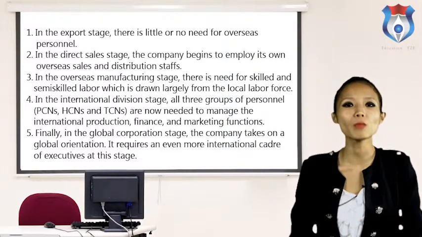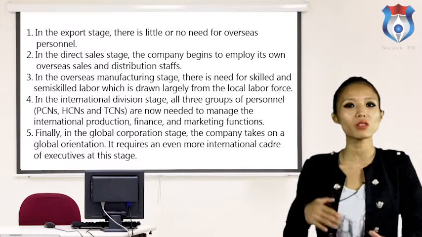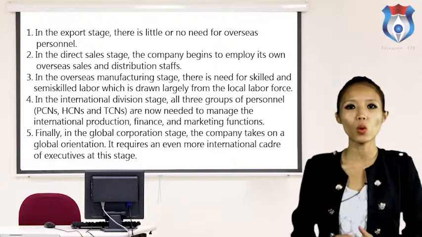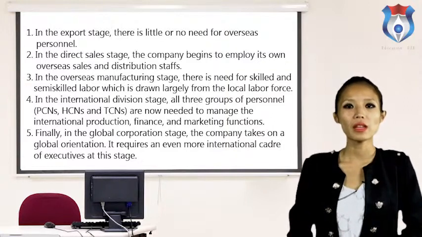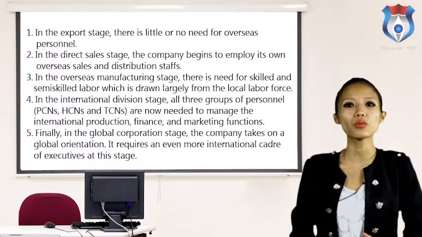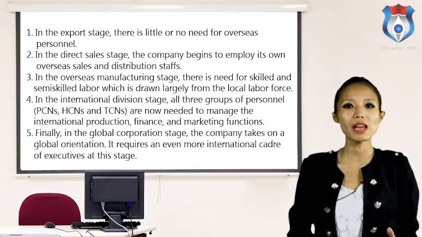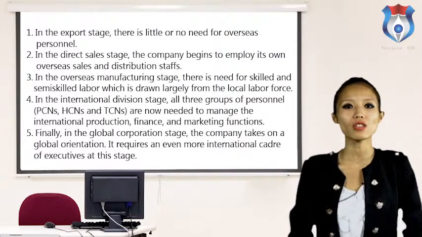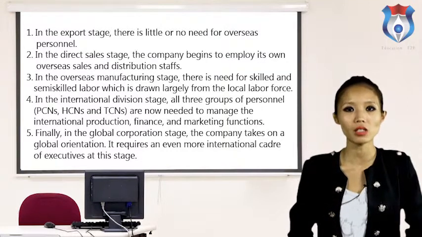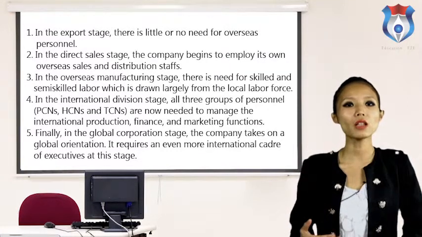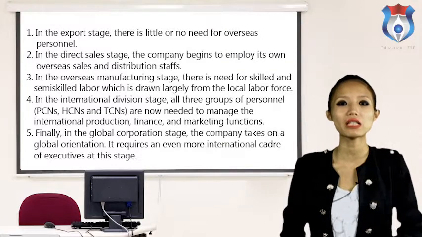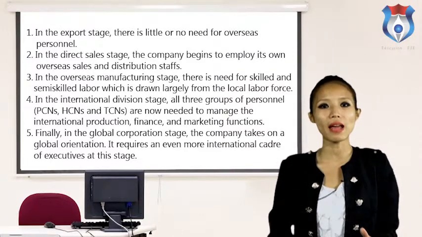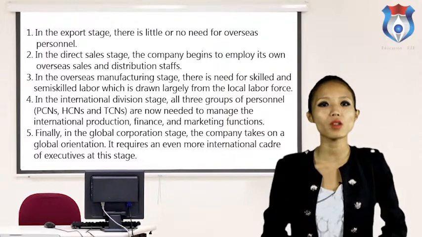In the overseas manufacturing stage, there is need for skilled and semi-skilled labor, which is drawn largely from the local labor force. In the international division stage, all 3 groups of personnel, PCNs, HCNs and TCNs, are now needed to manage the international production, finance and marketing functions. Finally, in the global corporation stage, the company takes on a global orientation. It requires an even more international cadre of executives at this stage.